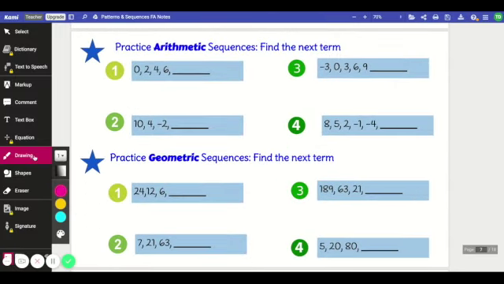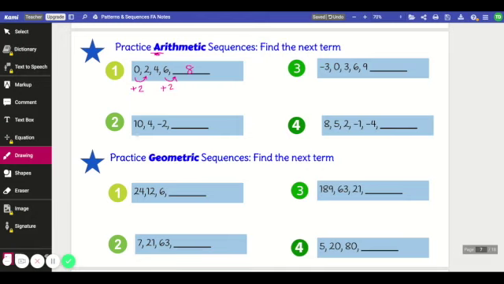All right, let's practice some arithmetic sequences. Find the next term. We have 0, 2, 4, and 6. So here we are adding 2 because, again, it's arithmetic. So if we were to add 2 to 6, we would get 8.